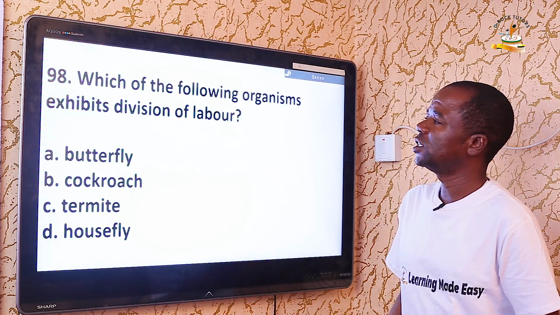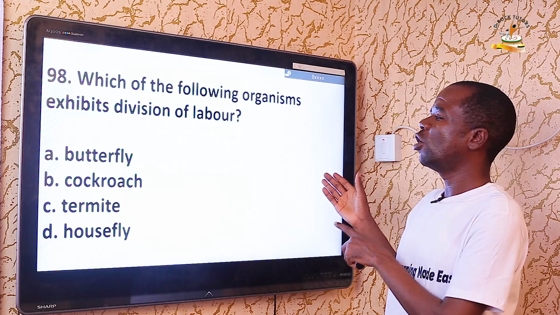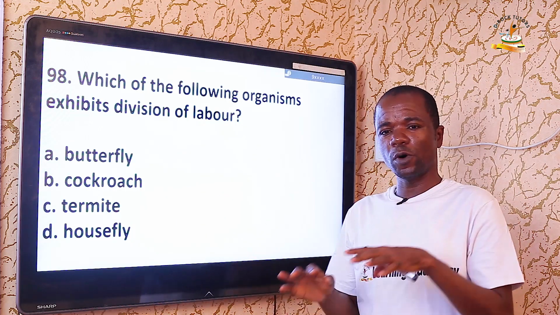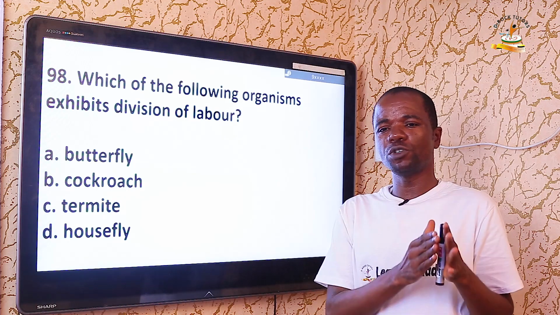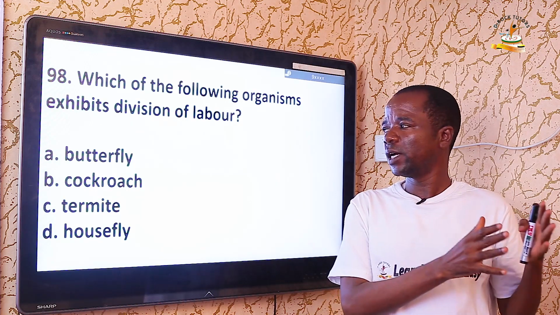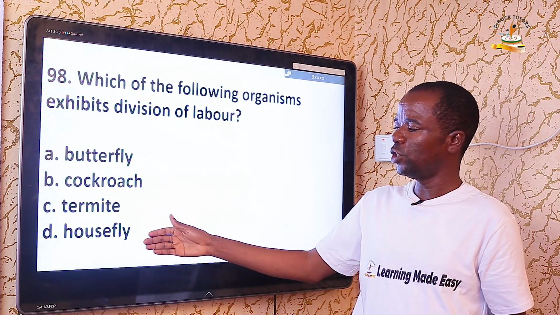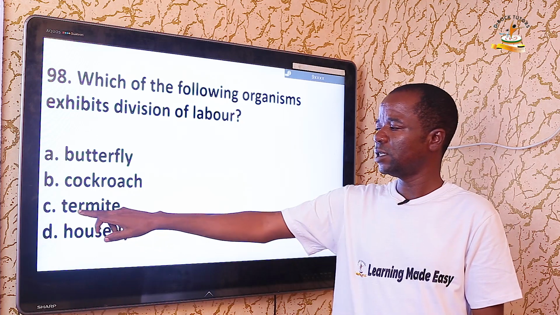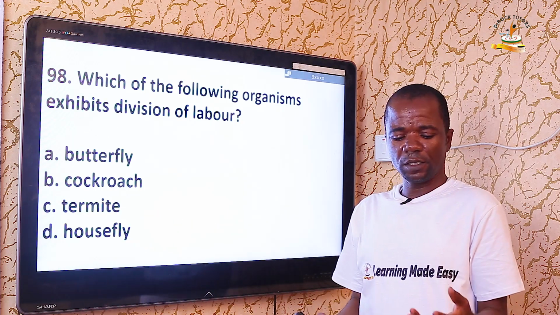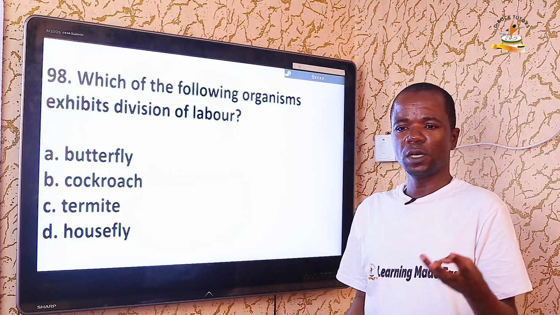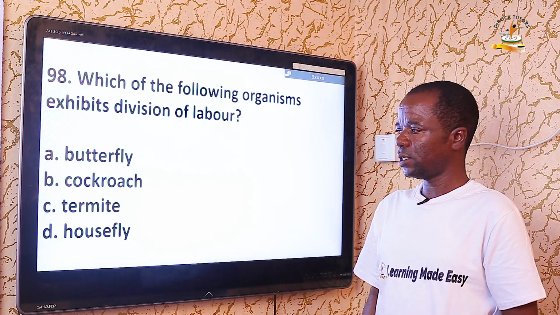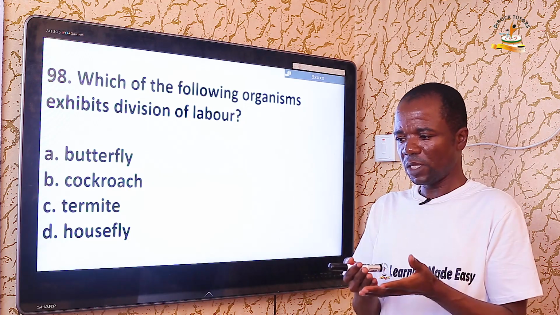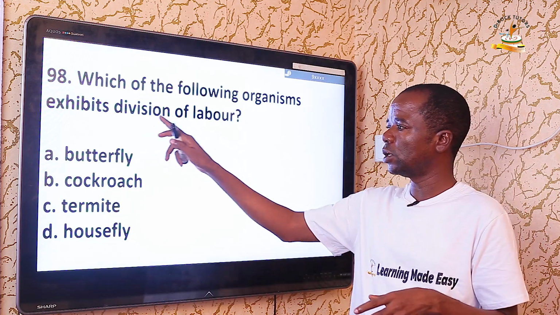Which of the following organisms exhibits division of labor? We know that the organisms that exhibit division of labor are organisms that are termed social animals or social insects. And among these options, the only insect that is a social insect is termite. Termite is a social insect. Bees is another example of a social insect. And one of the advantages of insects that exhibit that social behavior is division of labor.